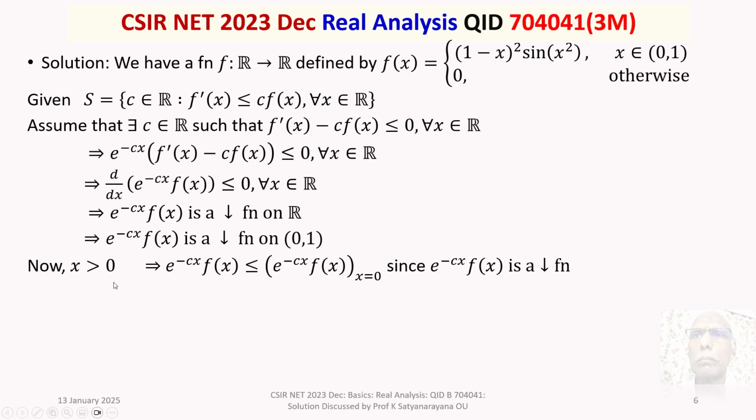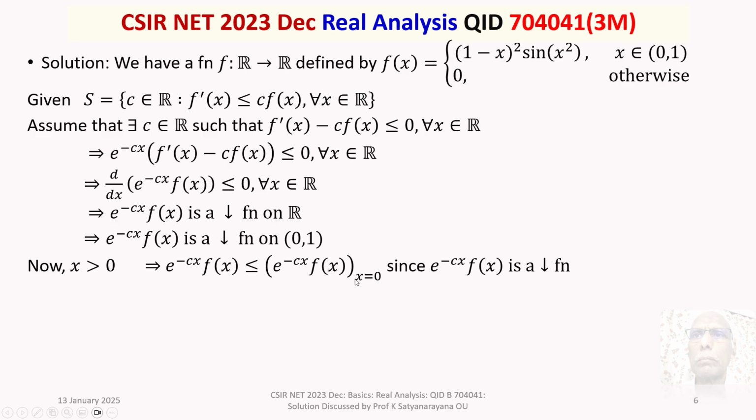Right? For x greater than 0, this is less than or equal to, because it is decreasing. And why is it so? Because e to the power of minus x into f of x is a decreasing function. Right. And what is the value here?